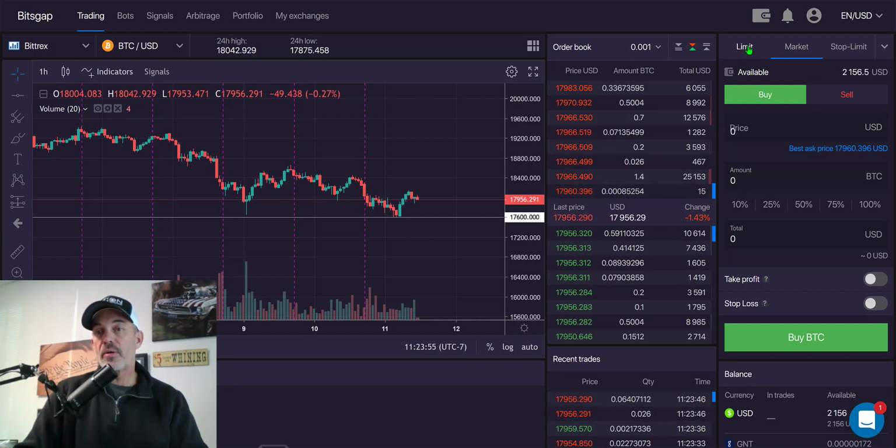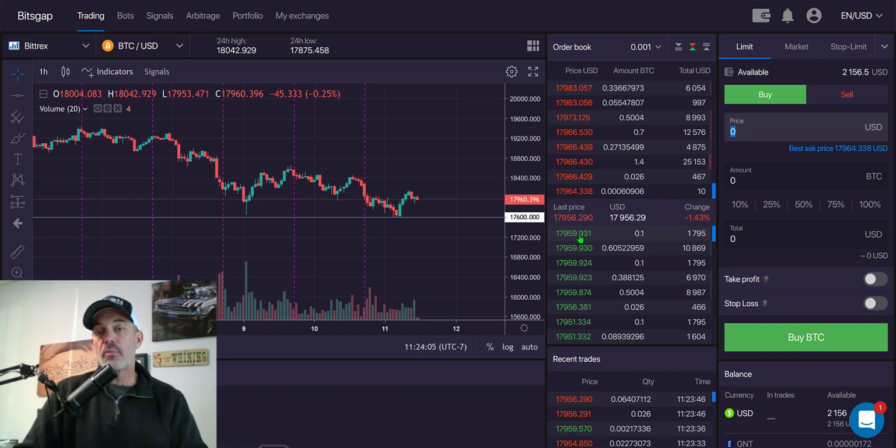Now I'm going to do a limit order, and I could type in the amount I want to pay, or what I typically do when I'm day trading is I will click on the best bid price and it will automatically populate that price.